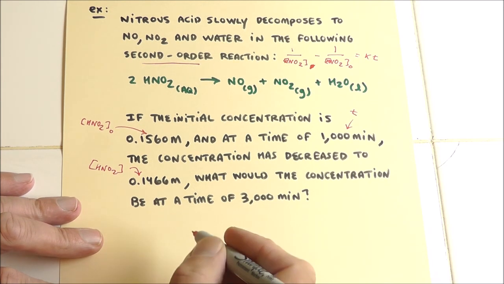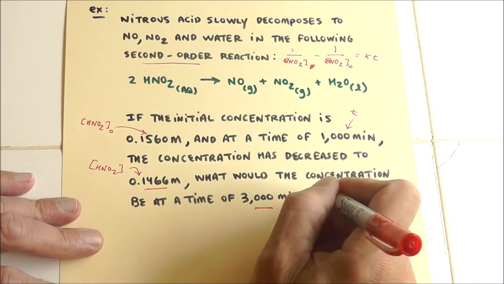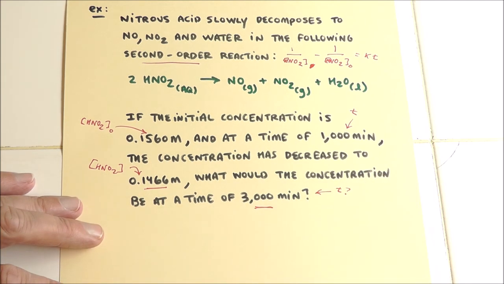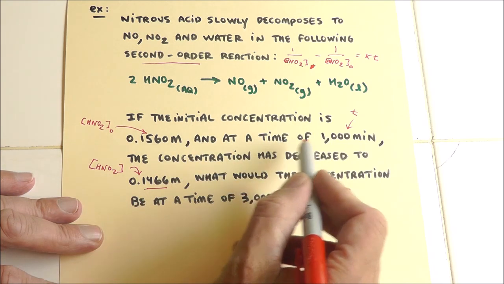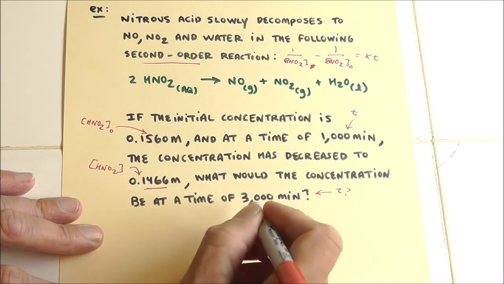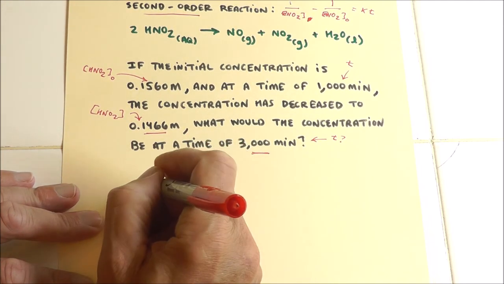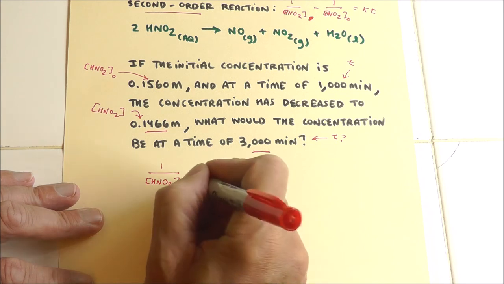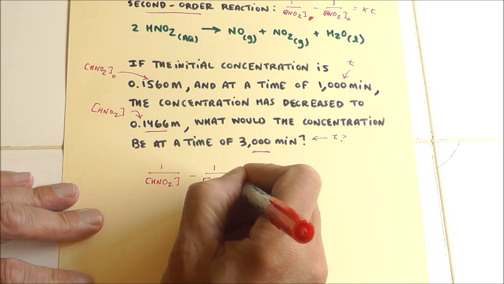So back to what we're talking about. Boy, we got a lot of stuff. Here's another t. What? So what they're saying, though, if you read this carefully, is that the initial concentration is 0.156. At a time of 1,000, 0.1466. What would the concentration be at a time of 3,000? So if I go ahead and write out the equation correctly, then take inventory of what you got and what we were given. They gave us a lot. It almost is too much.